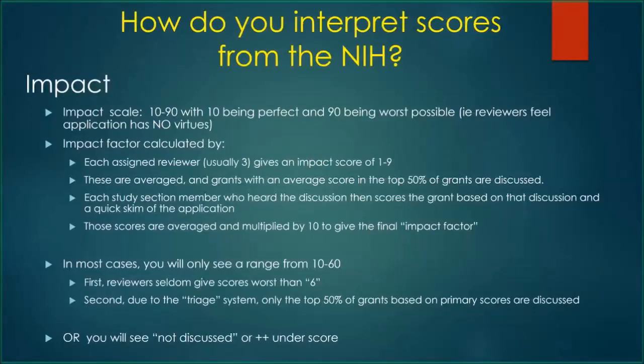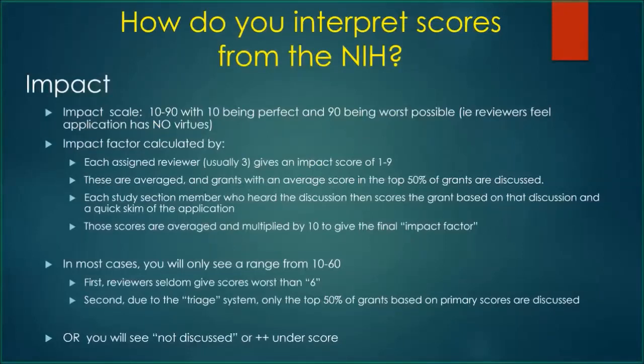Now, when you get onto the ERA Commons website, you'll see one of two things. You'll either see a ++ underscore, which meant that your grant was triaged, or you could see a not discussed. If there is a numerical score, you will see scores on a range from 10 to 60.